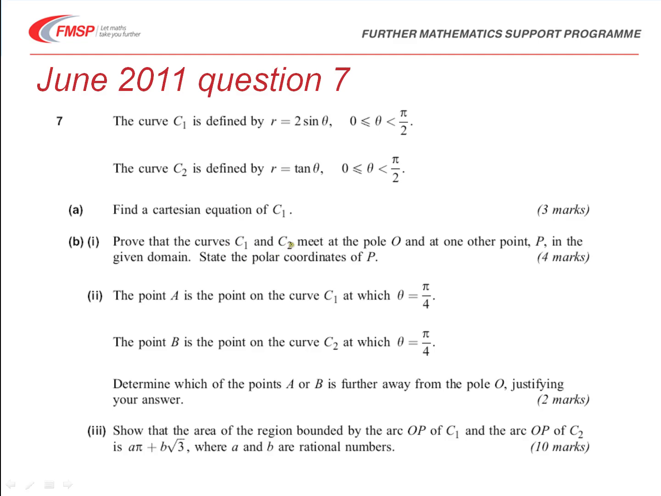Second part, given the two curves, we have to find the points at which they meet and state the coordinates of the second point that we find. And then in part 2, from the two curves we have to determine a point on each curve and which one is further away from the pole. And finally we find a region, an area enclosed between these two curves.